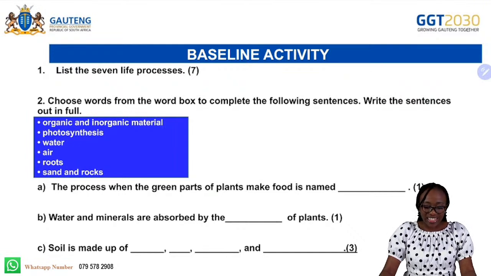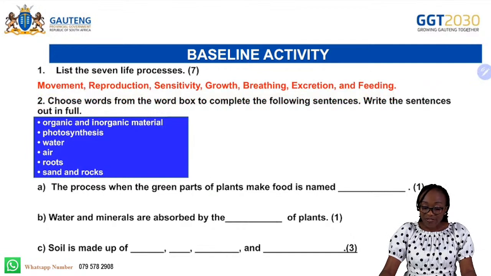The question reads, list the 7 life processes. Do you remember them? Well, the 7 life processes are movement, reproduction, sensitivity, growth, breathing, expression, and feeding. Those are the 7. And then now let's answer question 2. Choose words from the word box to complete the following sentences and write the sentences out in full.